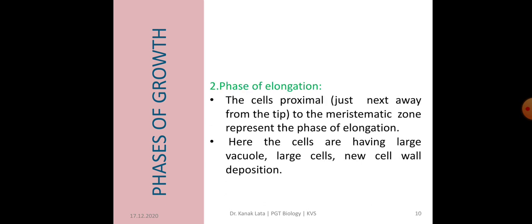Now the next phase of growth is the phase of elongation. Cell division is followed by cell enlargement before maturation takes place. The cells just next away from the tip, in the meristematic zone, represent the phase of elongation. In this region, the cells have a large vacuole, are larger in size, and there is new cell wall deposition. The new cell wall deposition is synthesized to cope with the enlargement.